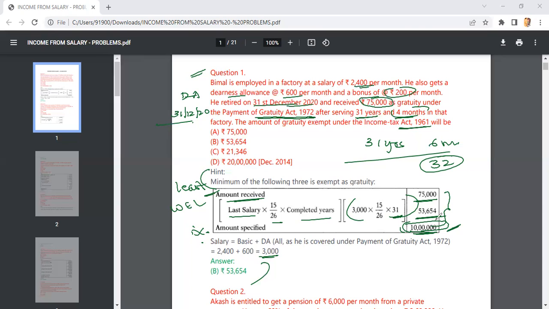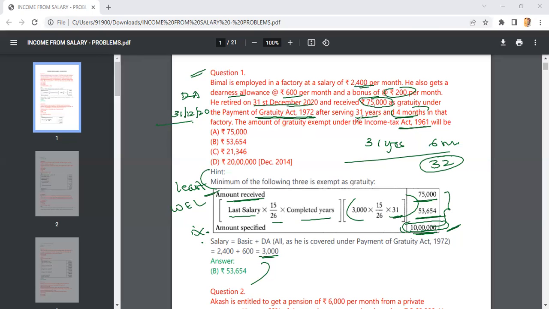Okay, so among these three, which is the least? 53,654, so that will be your answer. So 53,654 is the amount of gratuity which is exempt under the IT Act of 1961. Understood this? Yes, ma'am. Both of you? Yes, ma'am. Okay, so these notes I'll be sharing with you. No need of taking down, you just listen to me.